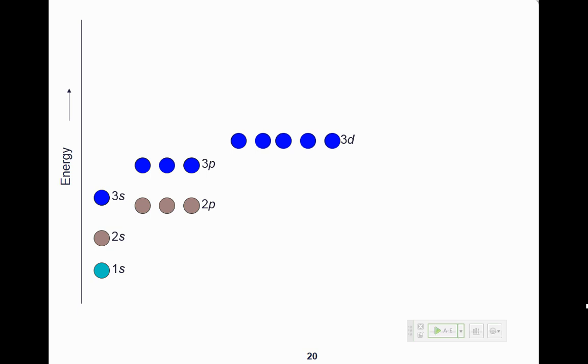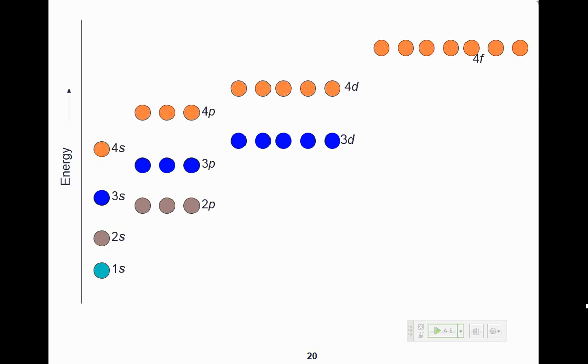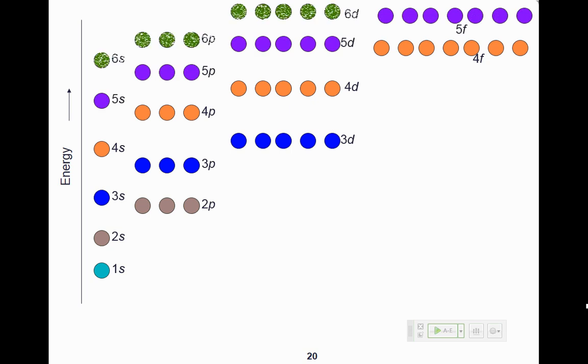Then if we look at something like potassium, potassium has that quantum energy level of 4. So potassium has all of this, plus it also has a 4s, a 4p, 4d, and 4f possible orbitals, because it has that quantum energy level of 4. And then if we look at the 5 quantum energy level, and 6, and so on as we go down the periodic table.